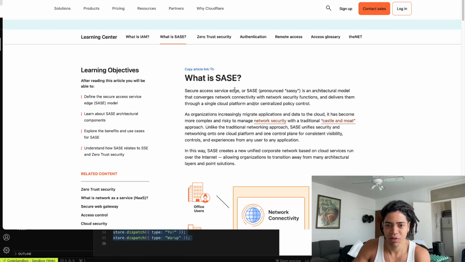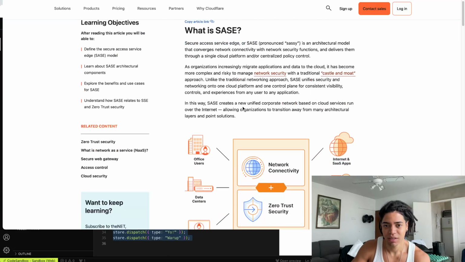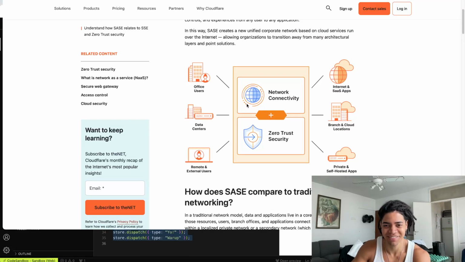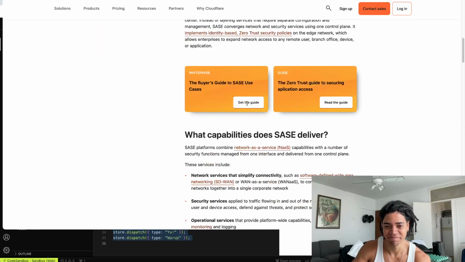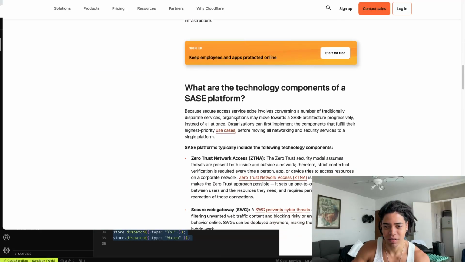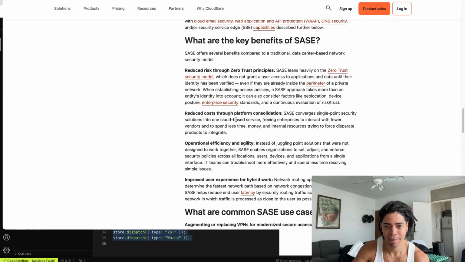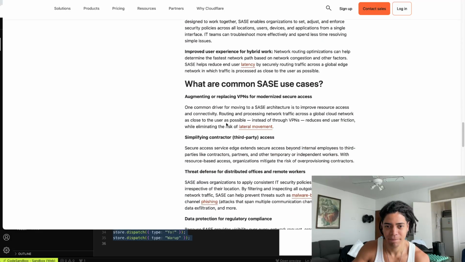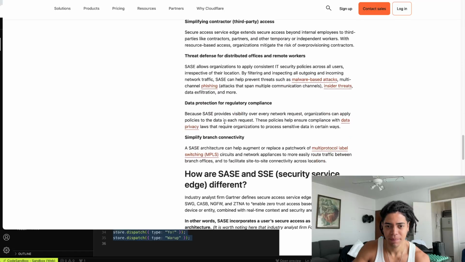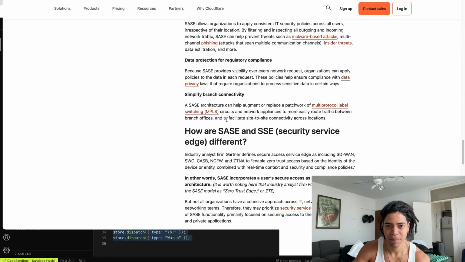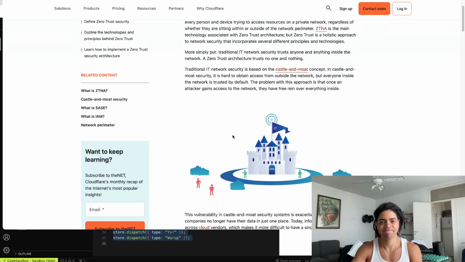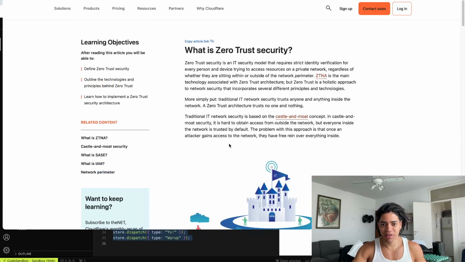SASE, what? It's an architectural model that converges network connectivity with network security functions. SASE. Okay. So, we need to talk about the history.